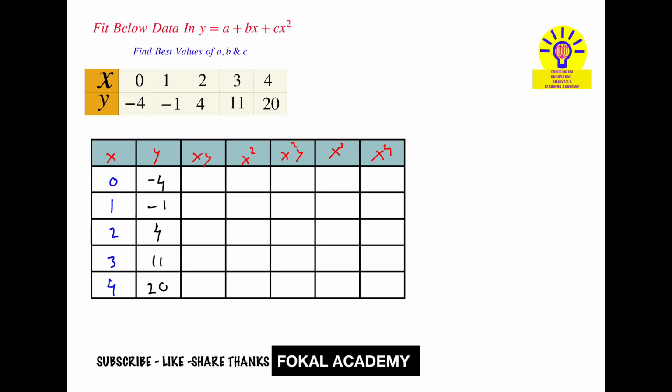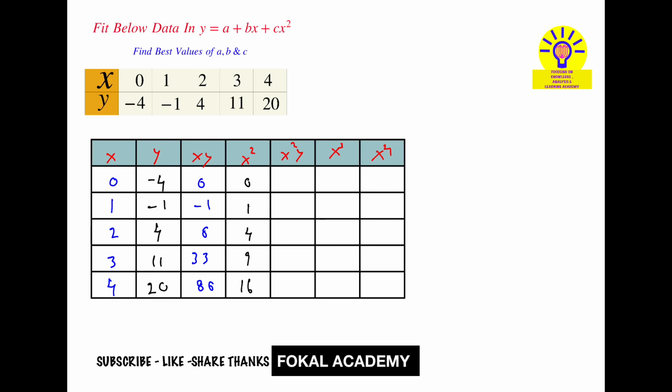So next step is product x values. So 0 into -4, 0, next -1, 8, 33, 80. Next fill x square values, that is 0 square 0, 1 square 1, 2 square 4, 3 square 9, 4 square 16.